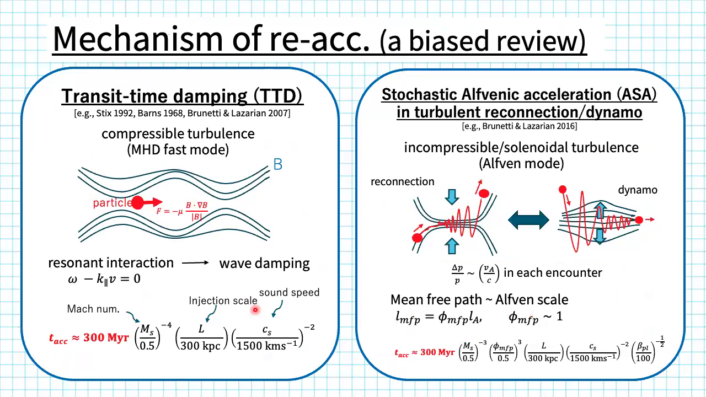This is a little bit in detail, but there is a microscopic explanation of the acceleration model. This one is transit time damping, which is the resonant interaction between compressible waves and cosmic ray particles. But currently, many people are assuming non-resonant interaction with Alfvénic, which is solenoidal turbulence inside the galaxy cluster. Basically, both mechanisms can explain the time scale of 300 million years.